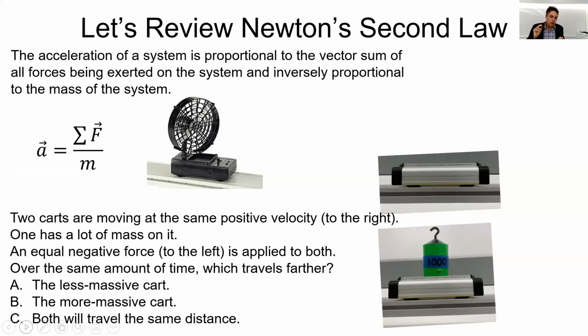Next question. 2 carts are moving at the same positive initial velocity to the right, but one has a lot of mass on it. So again, one is loaded up with mass. Then an equal negative force is applied to both carts. So over the same amount of time, which cart travels farther? A, the less massive cart, or B, the more massive cart? This one we're definitely going to have to test out. I'd like to see what your prediction is.